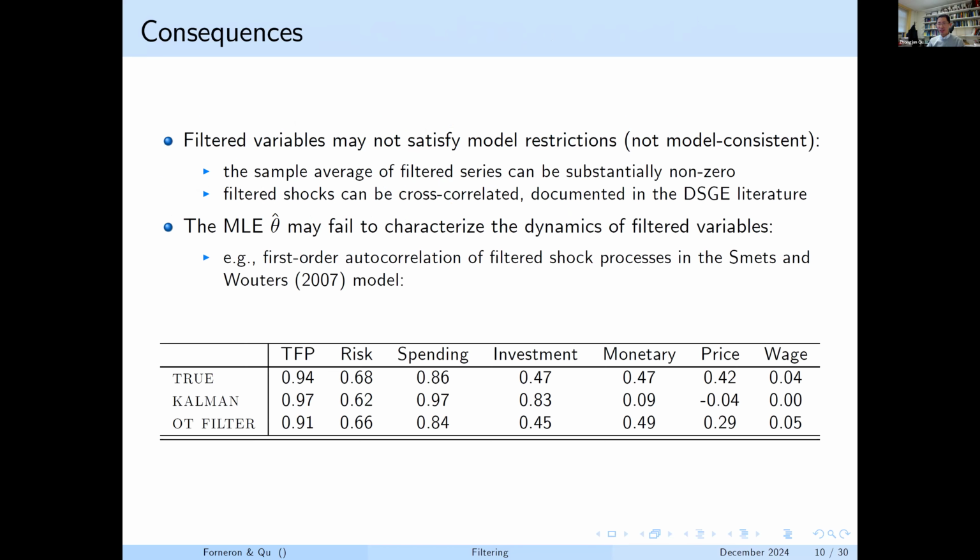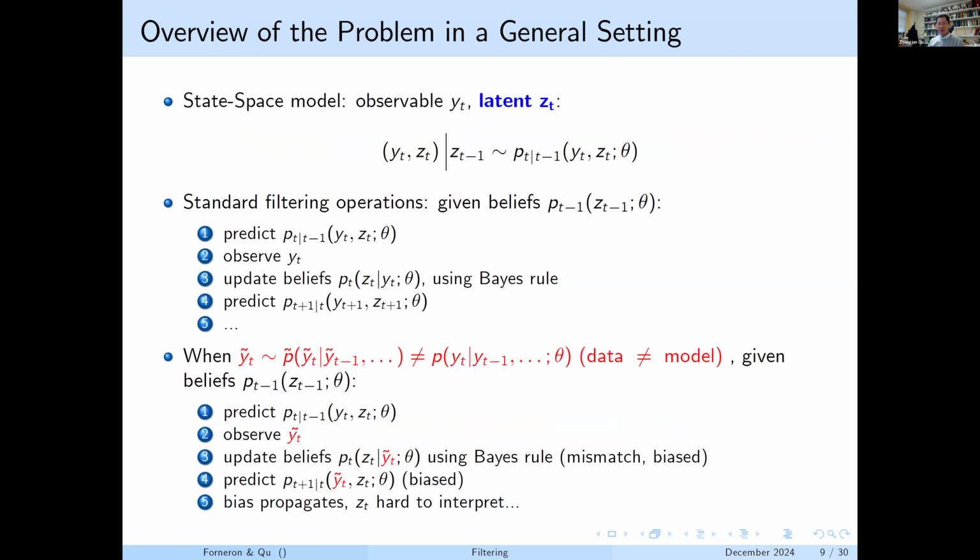Okay, I'll keep going. So now we will go back to this general setting. I will show you guys how we can address this issue using optimal transport. So the idea is that we're going to insert a step between step 2 and 3 so that there's no longer any mismatch and the belief updating will be internally consistent.